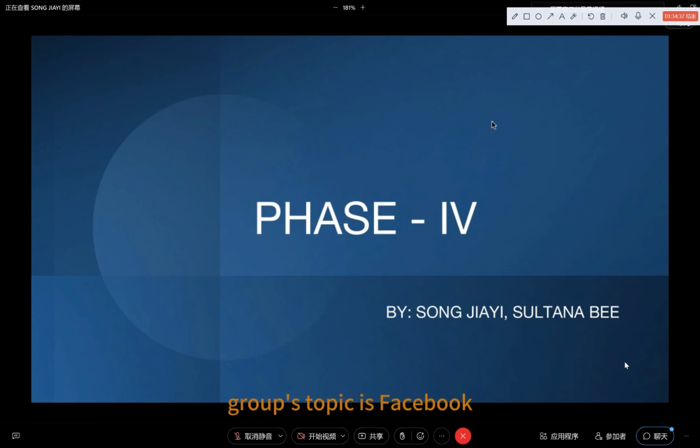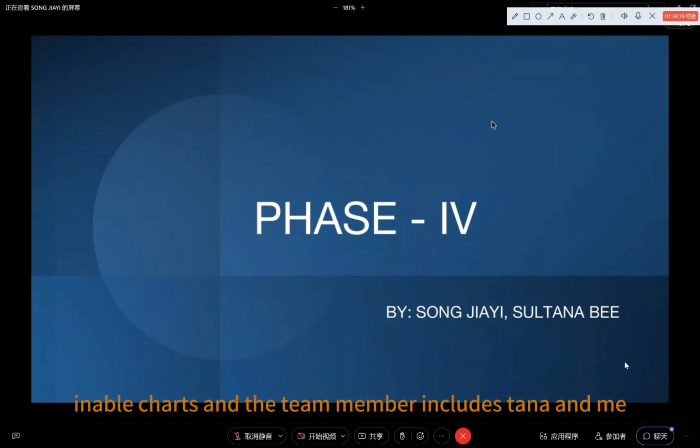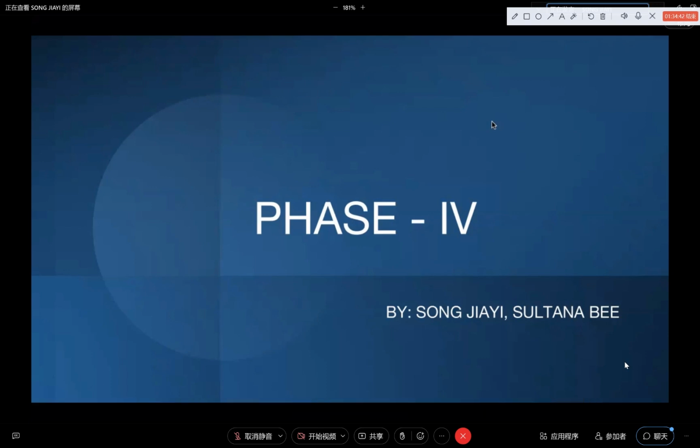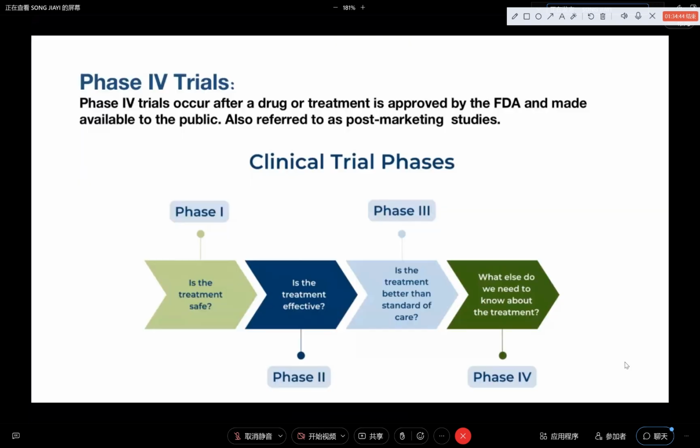Our group's topic is phase 4 clinical trials, and the team members include Tana and me. Clinical trial phase 4, also called post-marketing research, refers to research on the real situation and long-term safety of drug use conducted after the drug is listed. Phase 4 trial is a supplement and culmination of phase 1, 2, 3 trials. In addition, compared with the clinical trials in the first 3 stages, the phase 4 trials pay more attention to the application and the effect of the drug in real clinical practice, which is more realistic.